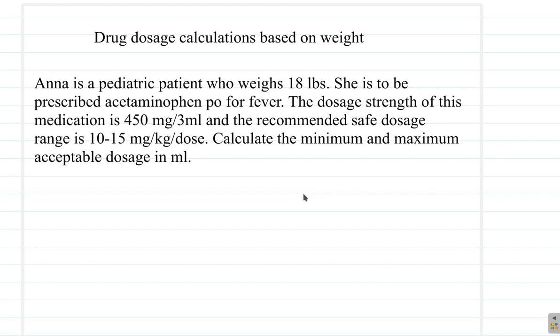This is an example of drug calculations based on weight. Anna is a pediatric patient who weighs 18 pounds. She is to be prescribed acetaminophen by mouth for fever.